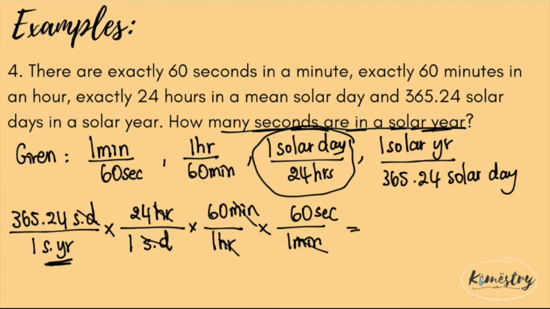And then if I do it in the calculator, I would get 3.1557 times 10 to the 7 seconds per solar year. That's my final answer. Okay, I hope it's helpful so far, but let's do another 2 examples.